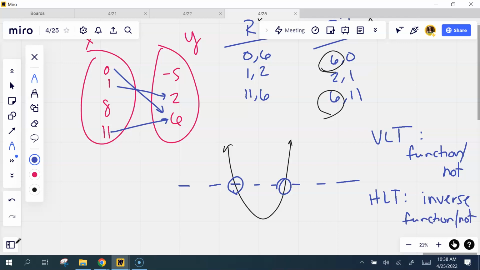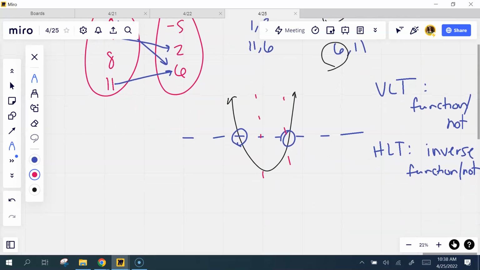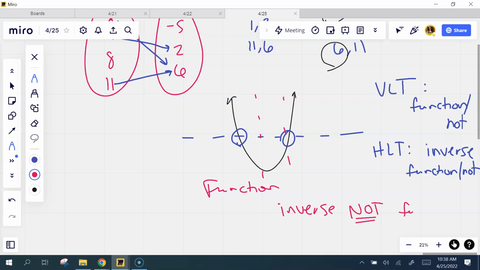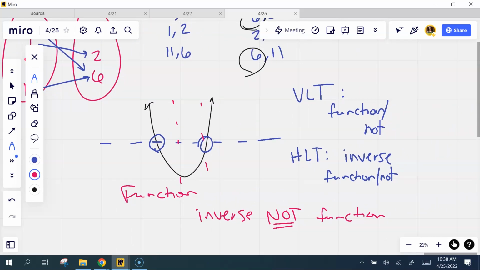So here, because I can drop a vertical line anywhere, this would say, yes, this is a function, but its inverse is not a function because it fails the horizontal line test. So the horizontal line test is used to determine whether the what of a relation is a function? The inverse. That's exactly right, the inverse.